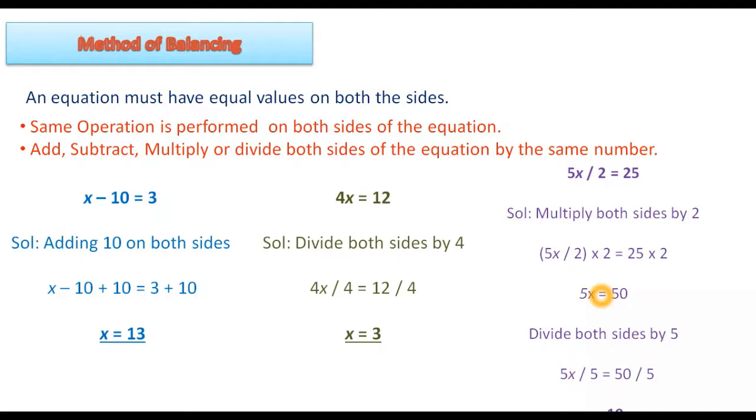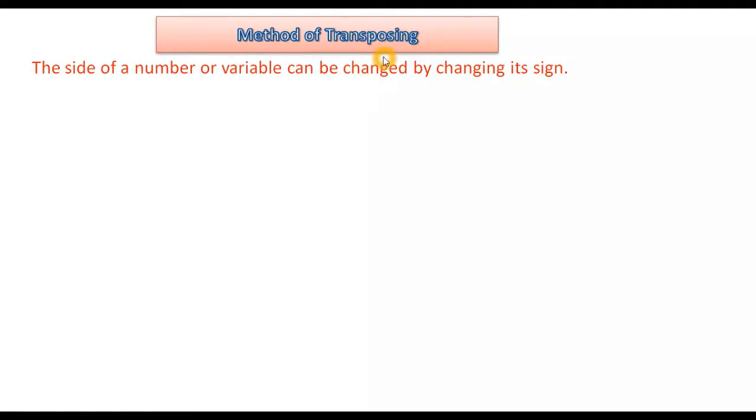Let's try to solve the equations by the method of transposing now. This method of transposing is a very good method because it saves our time. We sometimes use this method of transposing to solve a linear equation. It will consume less time, because the method of balancing is a time consuming method, but in the method of transposing, you will require less amount of time. So to save our time, we prefer to use the method of transposing.